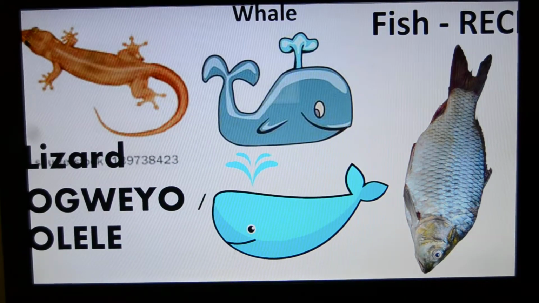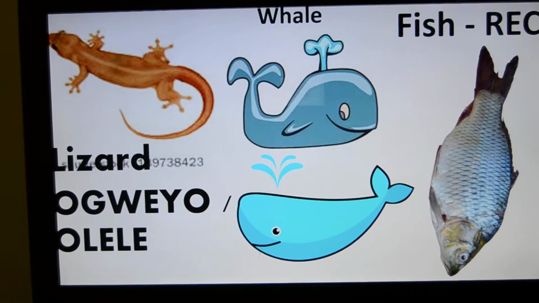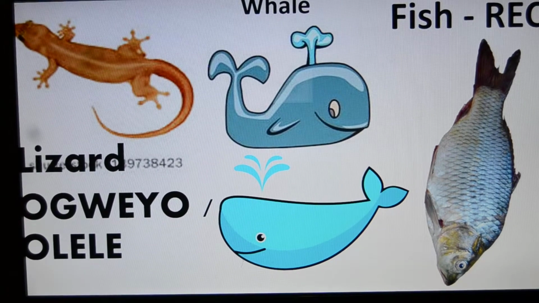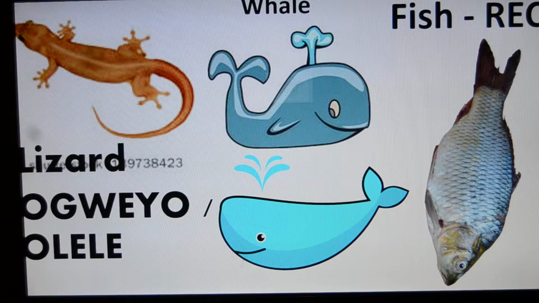Then lizard is called ogueyo. But there's also a type of lizard, the small white lizard, that I don't know how you call it in English, but it's called olele. So the normal lizard is ogueyo, but the small white one is called olele.